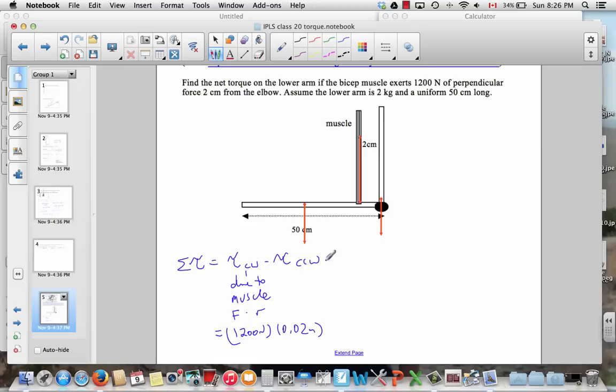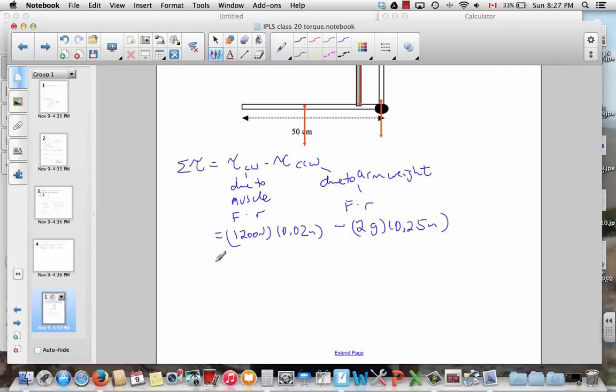Now, we'll treat the lower arm as uniform, and therefore its weight is due to the weight of the lower arm. Sorry, getting ahead of myself a little bit. And a torque is a force times a distance. The force is the weight of the lower arm, which is 2 kilograms times 9.8. And then the distance, if the lower arm is uniform, the center of mass will be exactly halfway along the lower arm. That'll be 25 centimeters or 0.25 meters away from the pivot point.